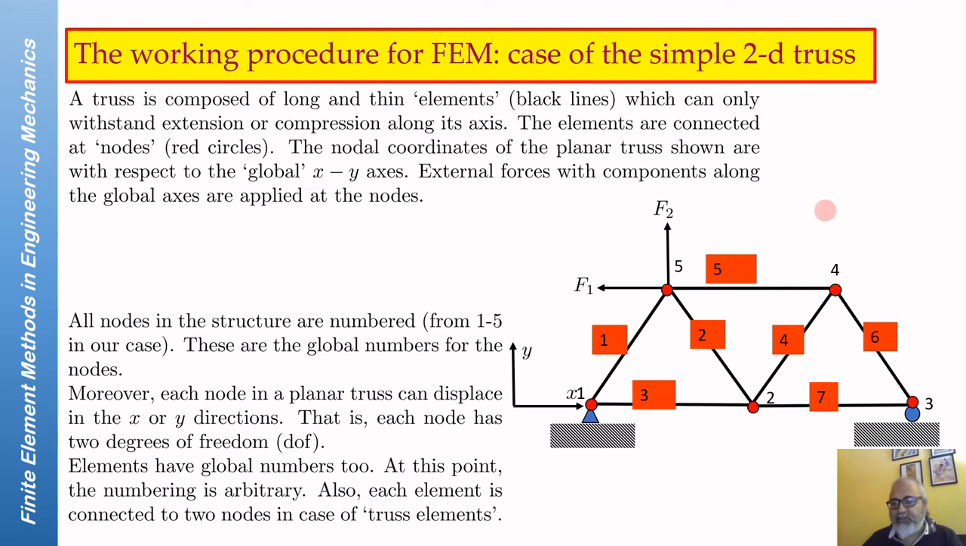We are looking at this truss. This constitutes our entire mesh. And now we are going to just take out one element, say element number 4. So we have this element number 4 and it's connected to nodes 2 and node 4. Okay, we are going to take this out and draw its free body diagram.